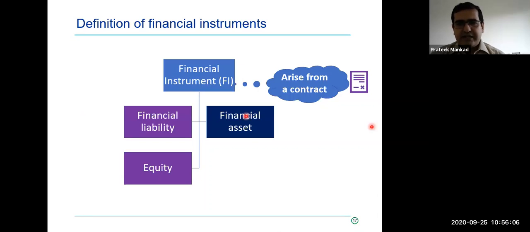We'll keep coming back to this. It always helps to refresh memory. Financial asset arises from a contract.